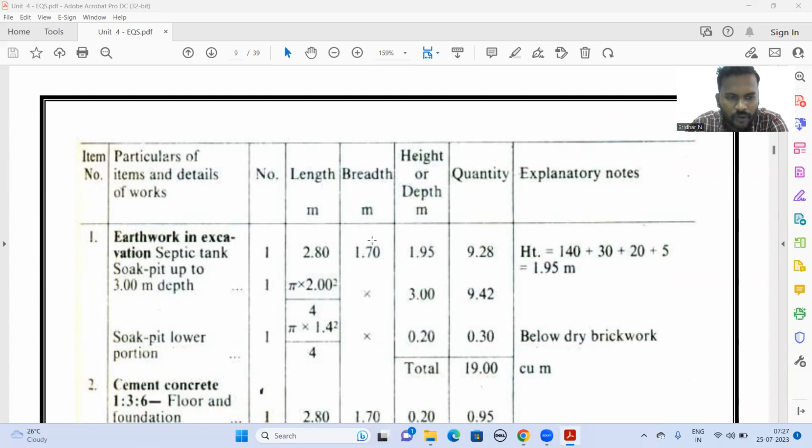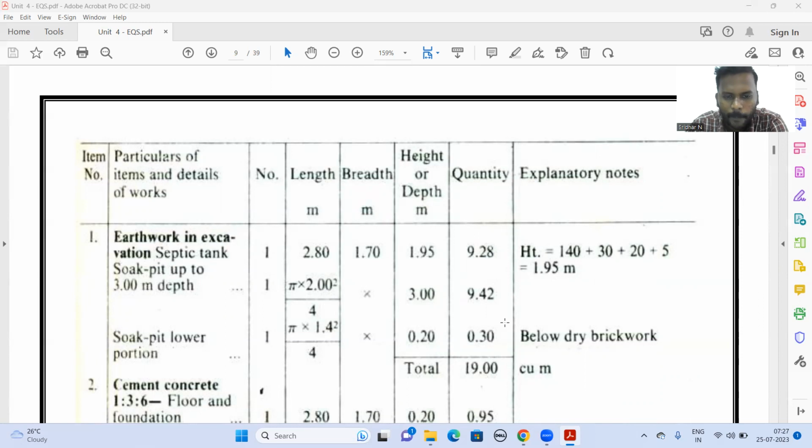So if you consider the circular portion, its area is pi by 4 d square. So the diameter is around 2 meter there. So we are considering the 2 meter, and height we are calculating for 3 meter. That only we mentioned as 3 here.